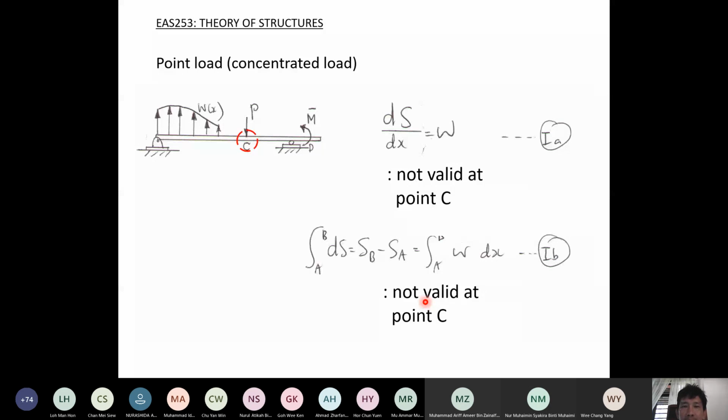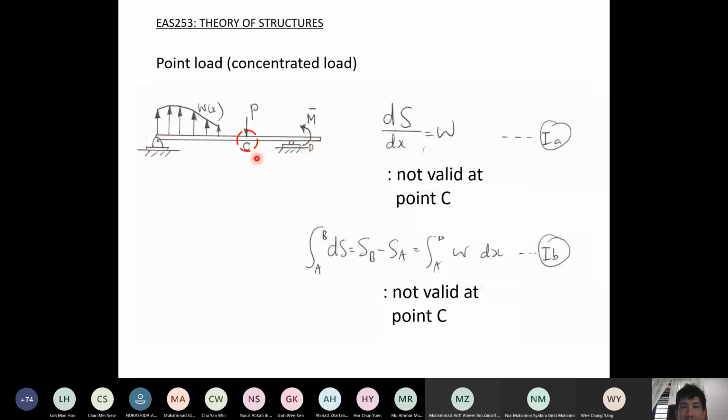So these equations, which relate the distributed load to the slope in the shear force diagram, and the change in shear force between point A and B to the area under the loading diagram, are not valid at point C here. We must do some extra process before we can apply these basic equations.